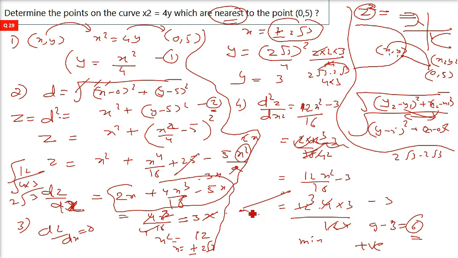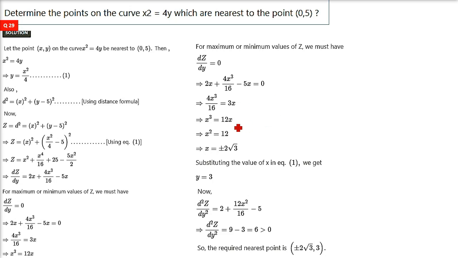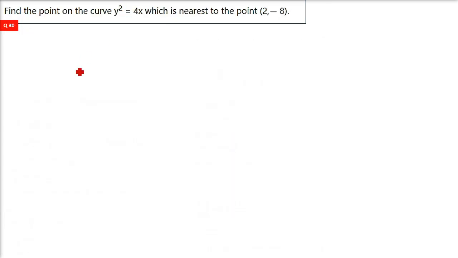So the shortest distance and the longest distance. Nearest is shortest. You might be thinking I am reiterating and telling things again and again, but when I say it so many times, it will be fed into your subconscious. Even in your dream you will see, oh, nearest or lowest means positive, the highest or the maximum, you should get a negative in d2z by dx2. So all this is self-explanatory, and the next questions which you see here follow the same routine, same process, same explanation.